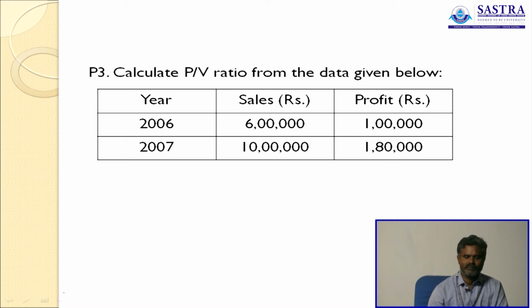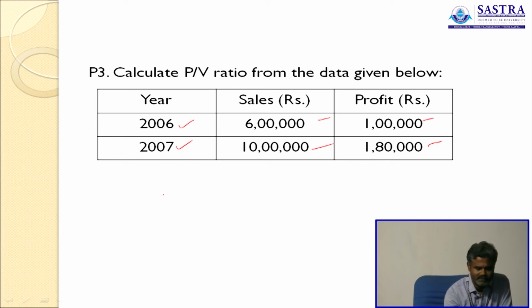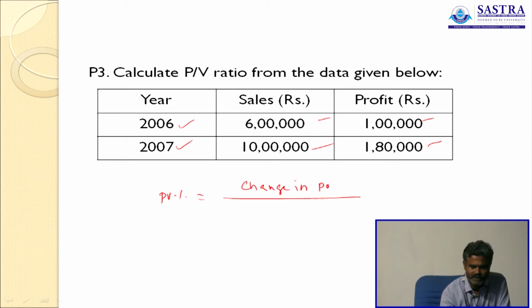Calculate the PV ratio from the data given below. Already I told you, when periodical information is given, that is information for different years, or for different periods in a particular year, and two sales and two profits are given in the problem, here you have to apply this formula: PV ratio equals change in profit divided by change in sales into 100.